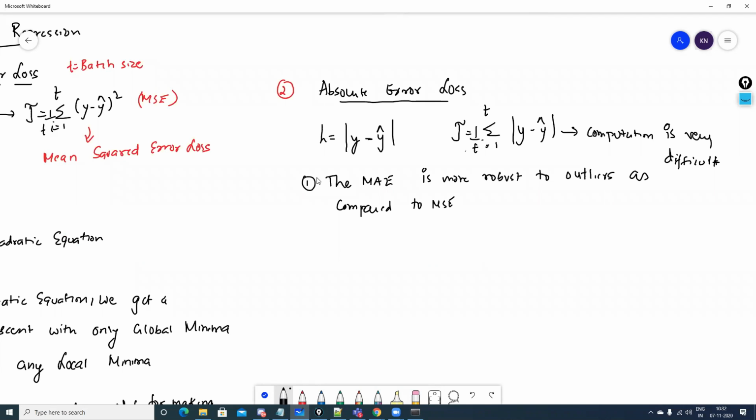Again, guys, I'll repeat it. The MAE is more robust to outliers since we are not penalizing the outliers by squaring it. So that is the reason how this mean absolute error is more robust to outliers.